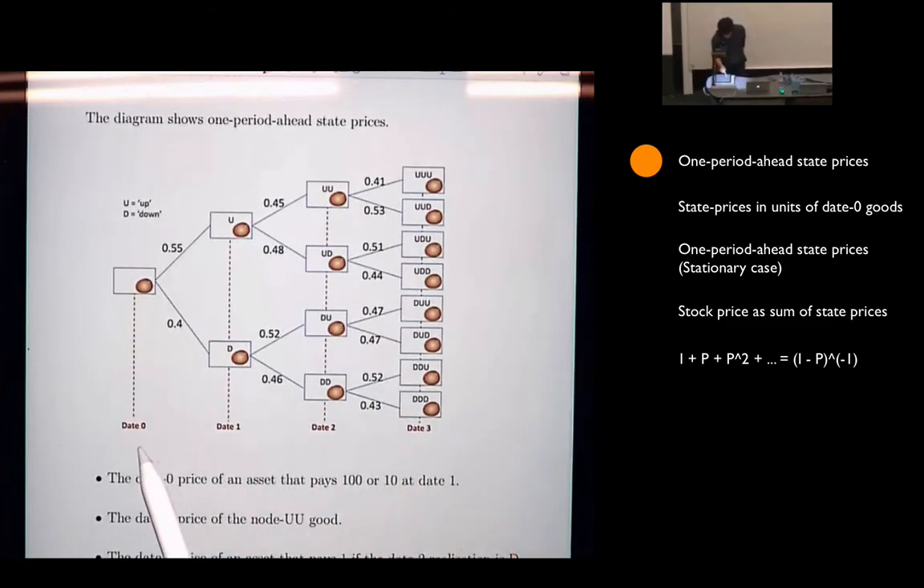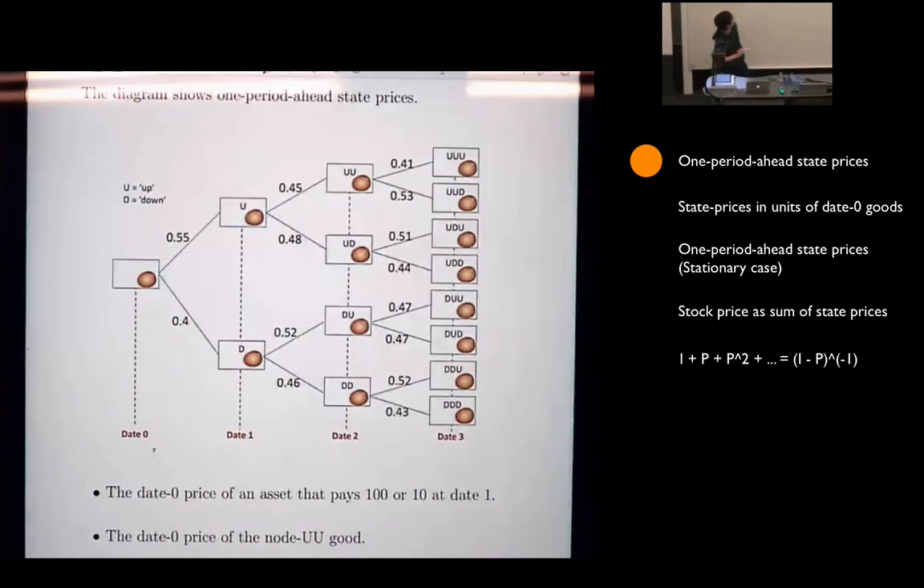The environment is simple. We have 4 dates. Date 0, date 1, date 2, date 3. And let's keep it simple. Suppose every period there are only 2 possibilities. The economy can either go up or go down. Consequently, we have 15 nodes in this economy. So there are 15 different commodities in the economy.